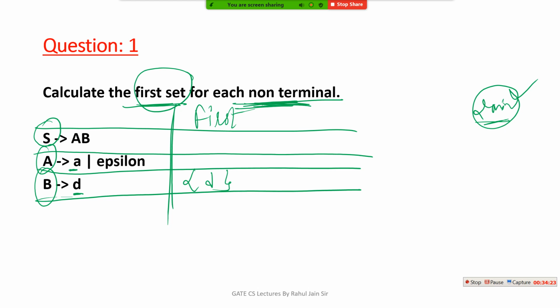What is first of A? First of A is a, and first of A is also epsilon. So I need to write it like that, a and epsilon. What is first of S? First of S is first of A. What is first of A?